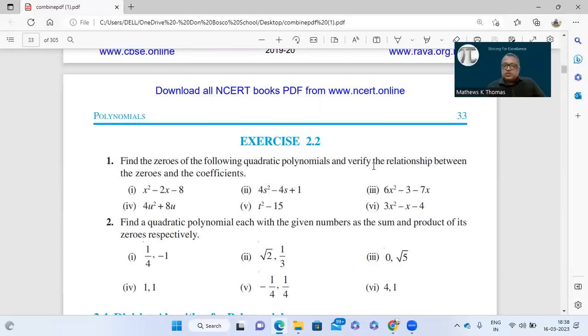And what is the verification formula? There are 2 verification formulas. Alpha plus beta is minus b by a, and alpha beta is c by a. You have to use both verification formulas, remember that. So kindly practice all these parts.